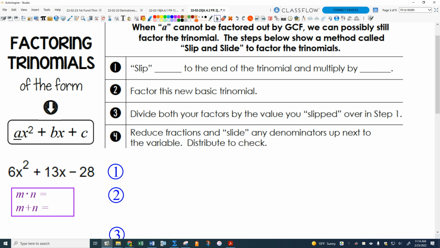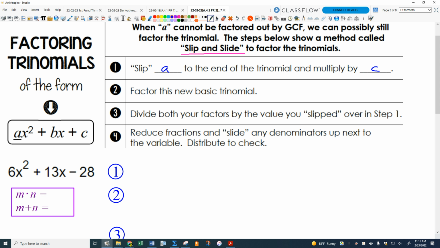So here's how it works. Now, this is real important. So first of all, when a cannot be factored out by the greatest common factor. So we always want to try to factor out a GCF, but when we can't go any further, if we factor out a GCF, maybe we can't even do that, and I'm still stuck with a value of a that's not equal to 1, that's where we've got to do this slip and slide stuff that we're going to talk about. Okay? Here are the steps. Step 1 is you're going to slip a to the end of the trinomial and multiply by c.